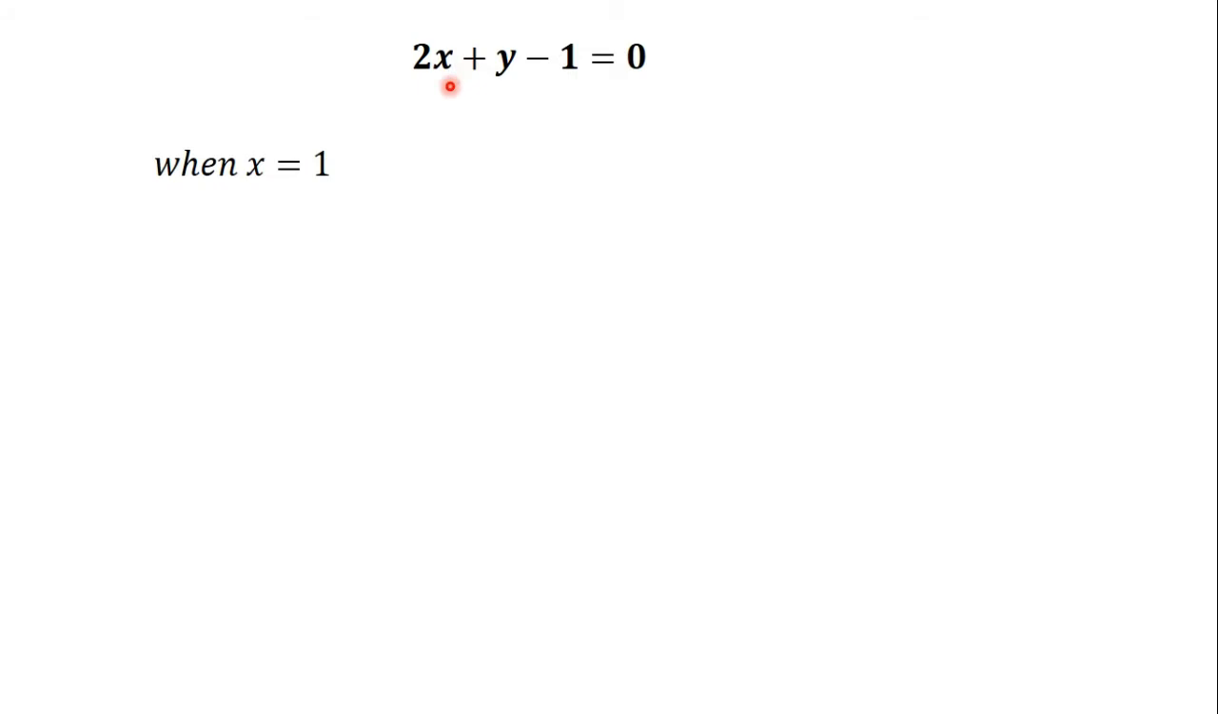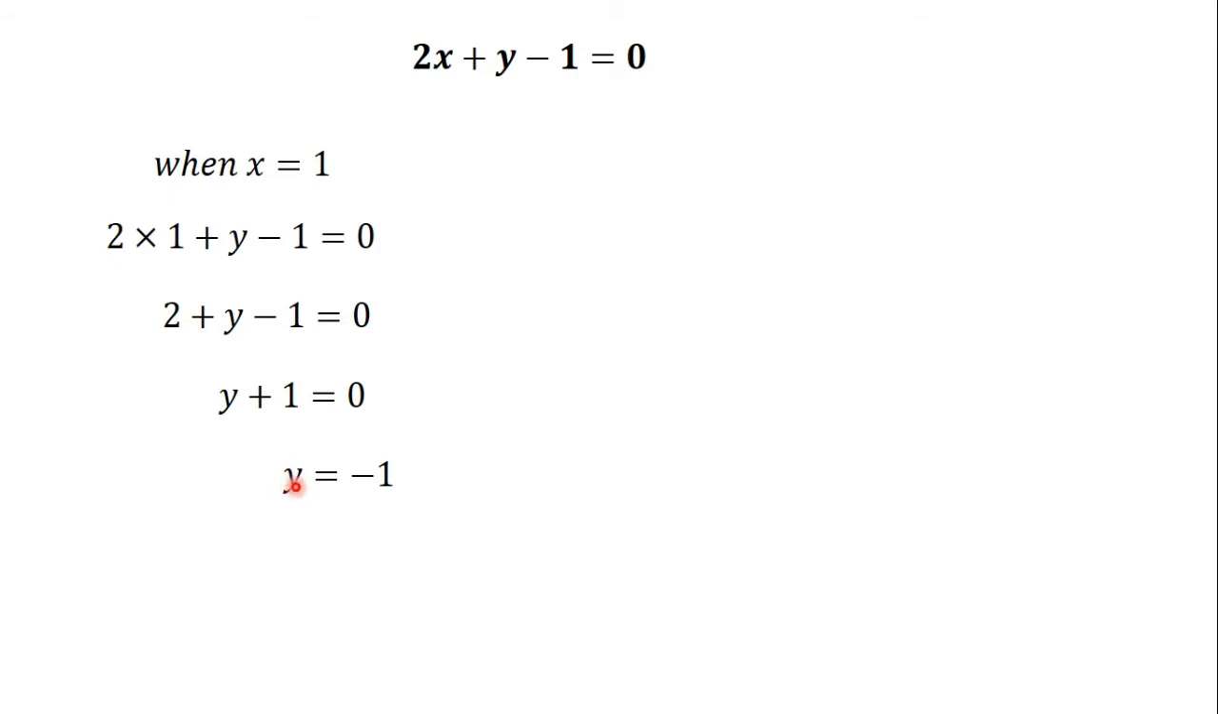So for the first point, I'm going to assume x is equal to 1. Then I'll substitute x = 1 into the equation of the straight line. This gives us 2 times 1 plus y minus 1 equals 0. 2 times 1 is 2, so we have 2 + y - 1 = 0. 2 minus 1 is 1, so we have 1 + y = 0, and so y = -1. So for the first point, when x = 1, y = -1. The coordinates are (1, -1).